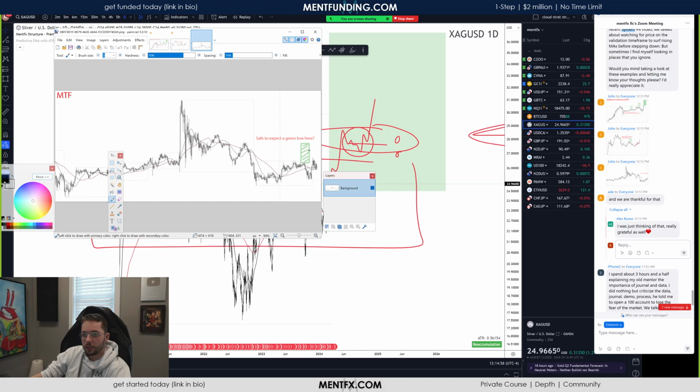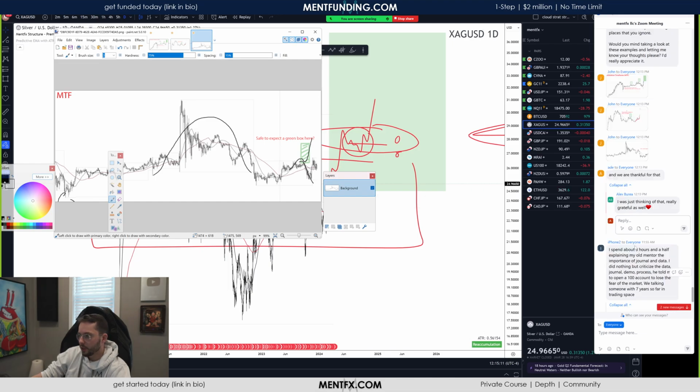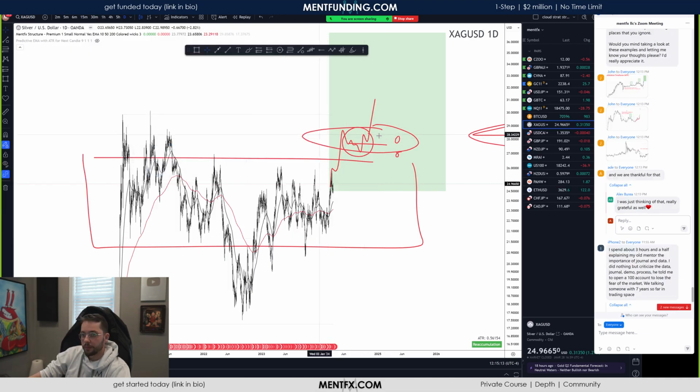MTF. Safe to expect a green box here. I believe I was watching this one. Accumulation, reaccumulation, starts holding the low, starts moving higher, and then I started to watch it, but it never did, and then it broke down, so I stopped watching it. So yeah.